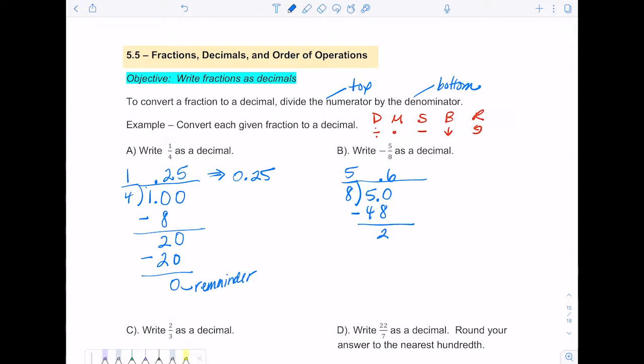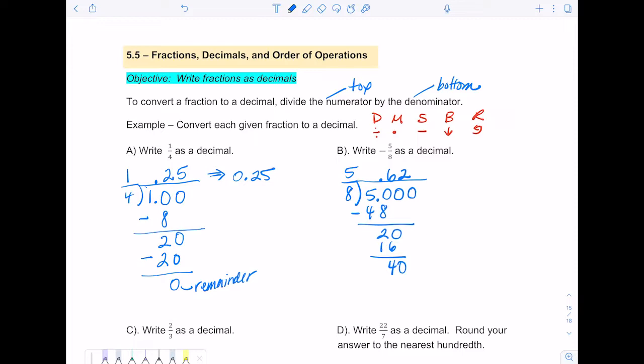My next step is I have to bring down. So I add a 0 and bring it down here. And now I'm going to divide 20 by 8. 8 goes into 20 at most 2 times. 2 times 8 is 16. Now I'm going to subtract: 20 minus 16, which is 4. And then I'm going to bring down another 0 because 4 is my remainder. I'm going to keep going until I can't divide anymore.